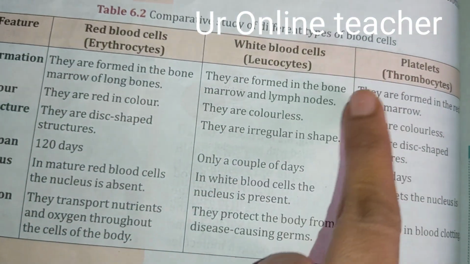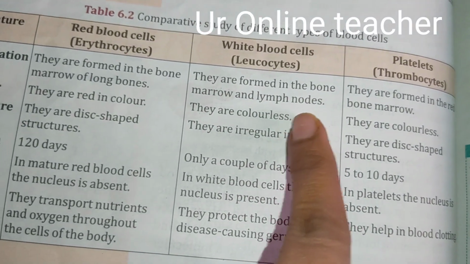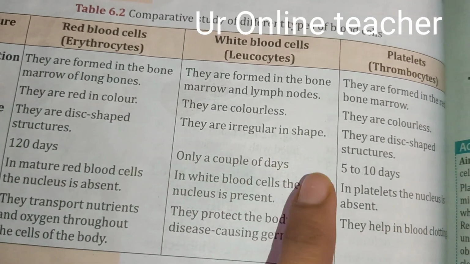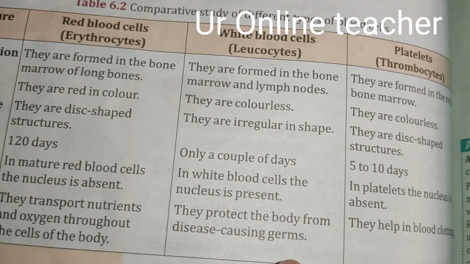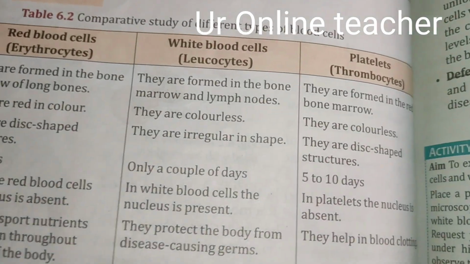Then white blood cells are formed in bone marrow and lymph nodes. They are colorless. They are irregular in shape. They live only 2 days. They contain a nucleus and they protect us from diseases, that means they protect from disease causing germs.